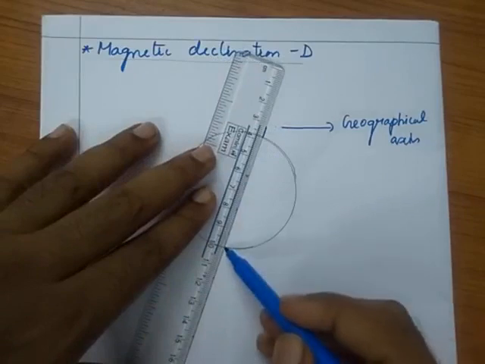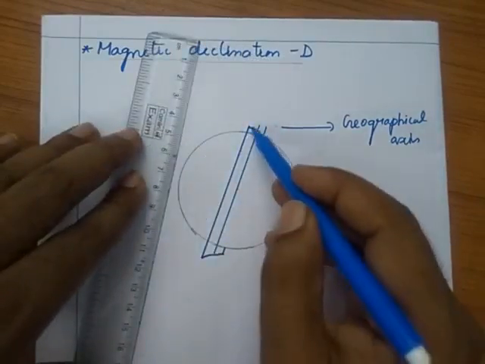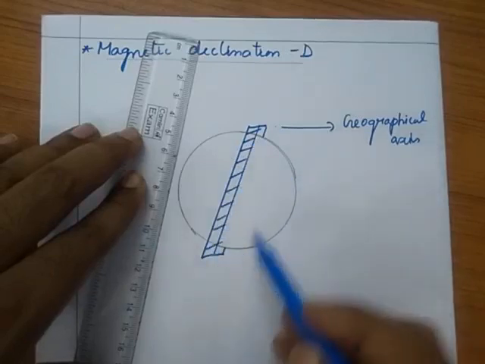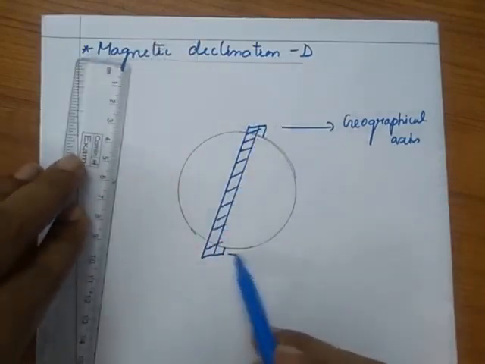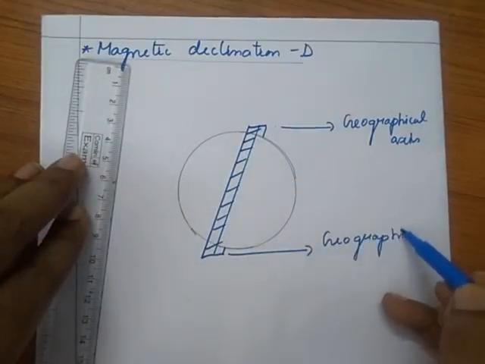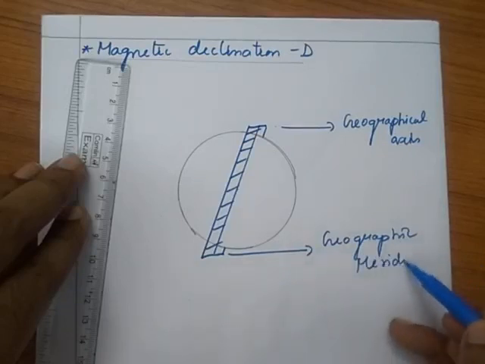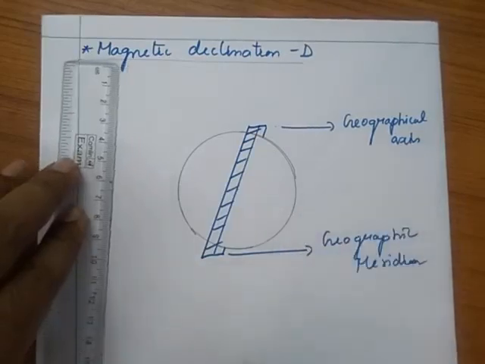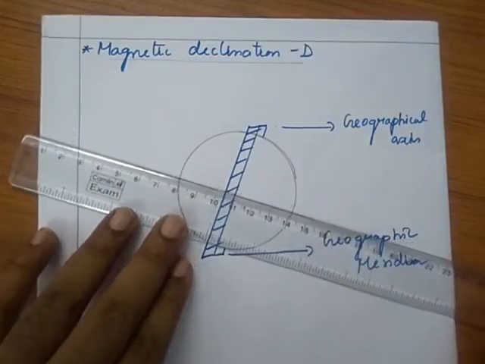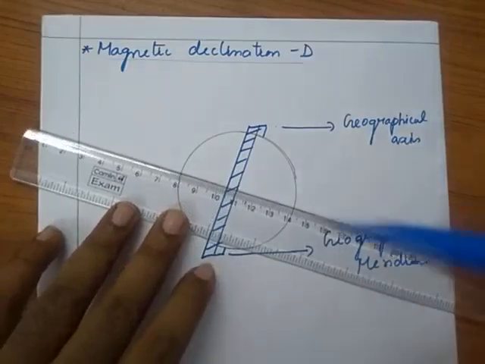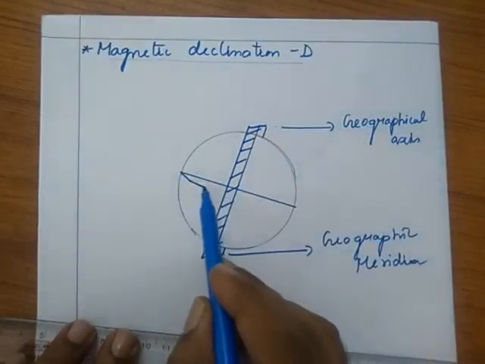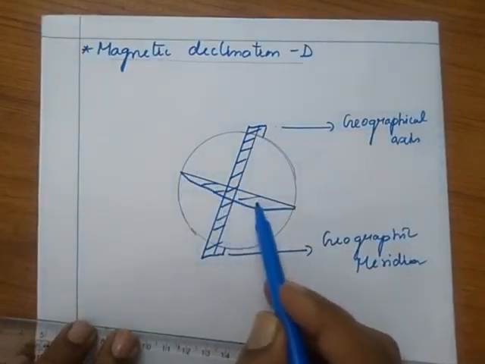If I draw a vertical plane that passes through this geographical axis, this is known as the geographic meridian. If I draw a circle that is perpendicular to this geographical axis, that is known as the geographic equator.